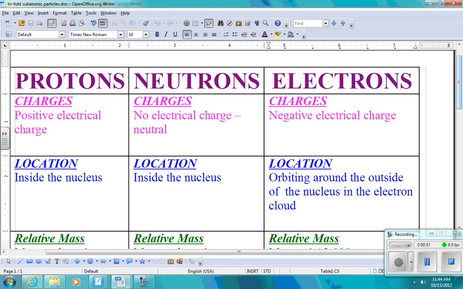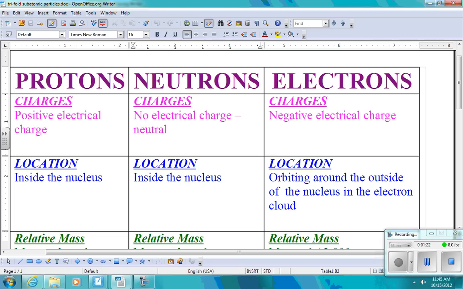Protons have a positive electrical charge. Neutrons have no electrical charge. And we also may use the term neutral, meaning no charge. And then we have electrons. And electrons have a negative electrical charge. So if you want to remind yourself by putting in a plus sign and then a negative minus sign for those protons and electrons, you can do that.